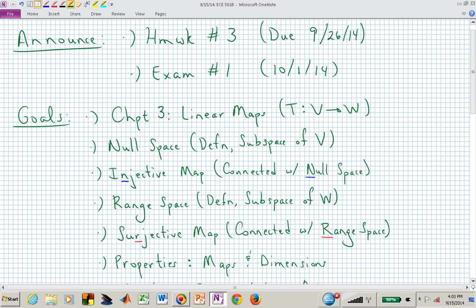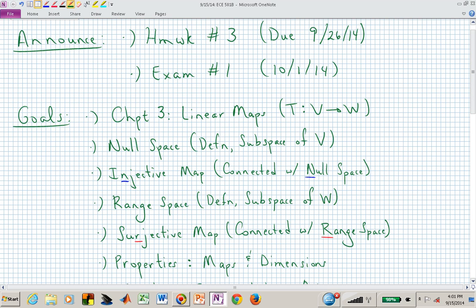Today what I want to do is continue with Chapter 3, which is linear maps. We barely started talking about this concept of a null space, and we want to get comfortable with that. The null space is a subspace, and it's a subspace of the domain vector space, V. We also can talk about injective maps. We'll define what that means and show how it's actually connected to the null space, and if you want to know the connection, it's because injective has an N in it and null space begins with an N.